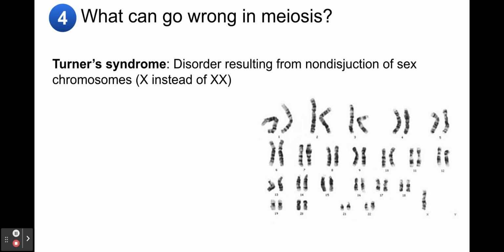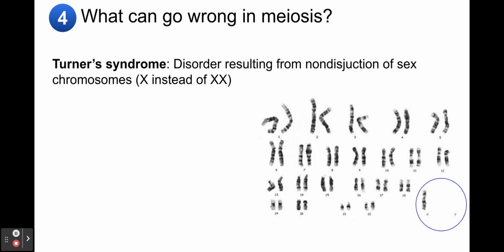Turner syndrome is another disease of non-disjunction, and this is a disorder resulting from non-disjunction of sex chromosomes, and an individual with Turner syndrome would have 1 X instead of 2 X's. So if you look at the karyotype, it's a little funky. We see 1 X instead of 2 X's or an X and a Y. So they only have 1 X chromosome as the entirety of their sex chromosomes.